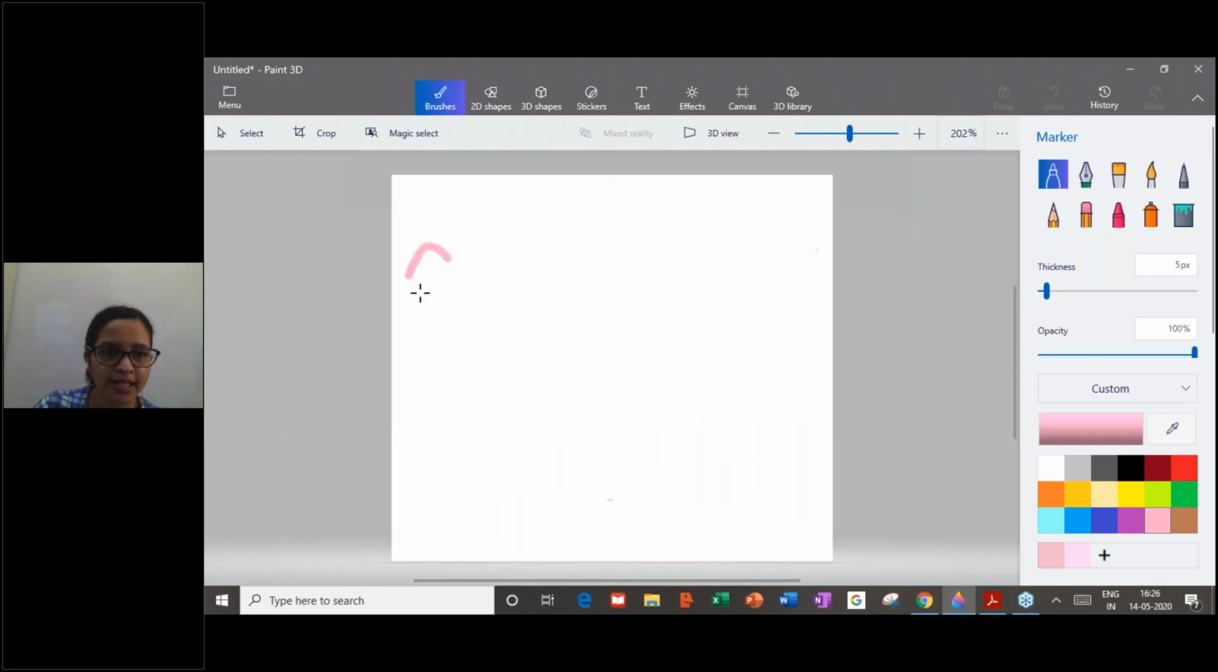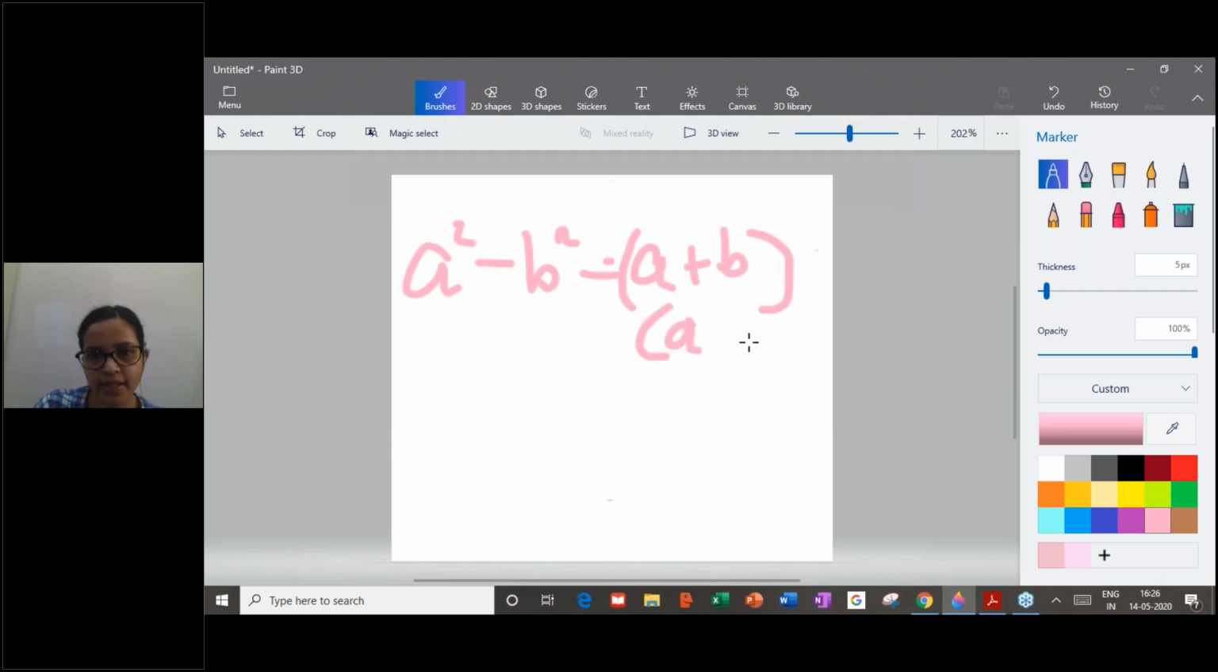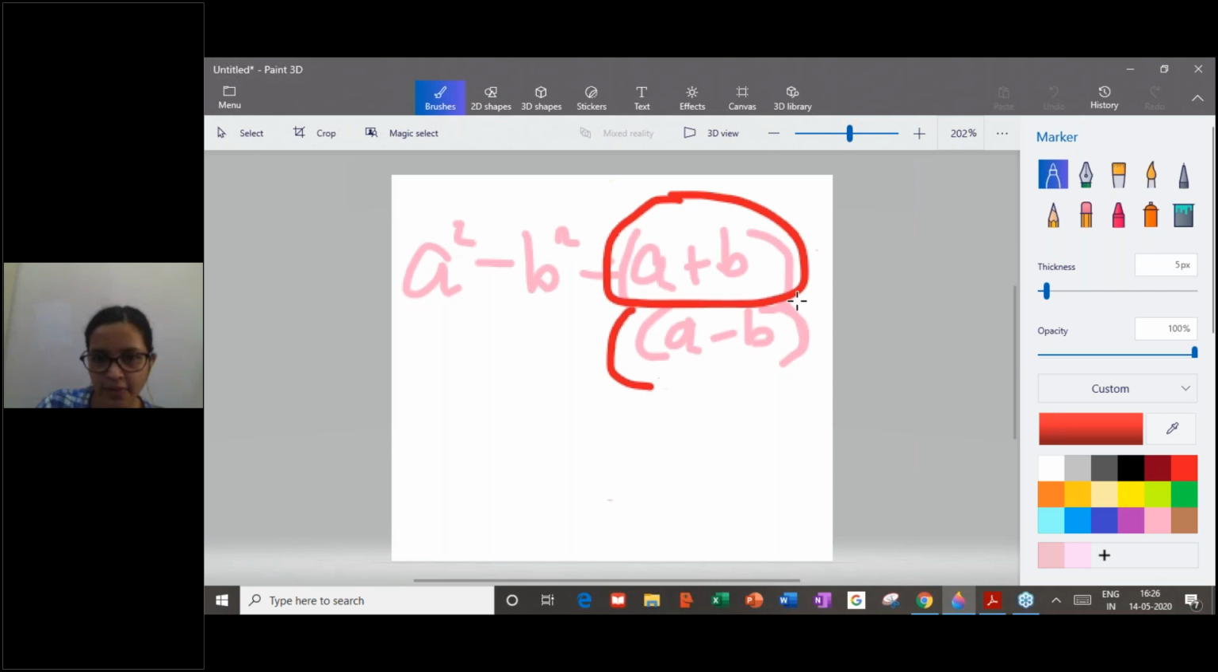Okay, Amay, so there is an identity which is a square minus b square, right? When you expand it, it gives you a plus b into a minus b, right? So the fraction that you are given in the question will either be of this form or it will be of this form. So all you need to do is find out which it is. In this case, it is of the form a plus b, right? 7 plus 2 root 3.